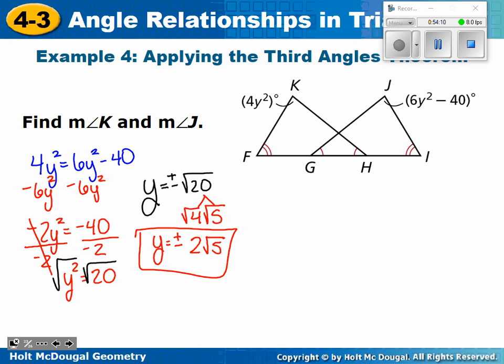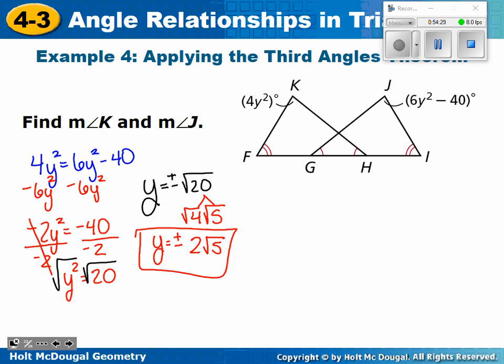In algebra, you would just stop here, you found y. In geometry, you have to go back and look and see, does it really work, both solutions, for my problem? So this would be the answer for y, but the question said find k and j. So we're going to go back and plug it in. I want to make sure we can do it both ways. This is your algebra. It's super important.